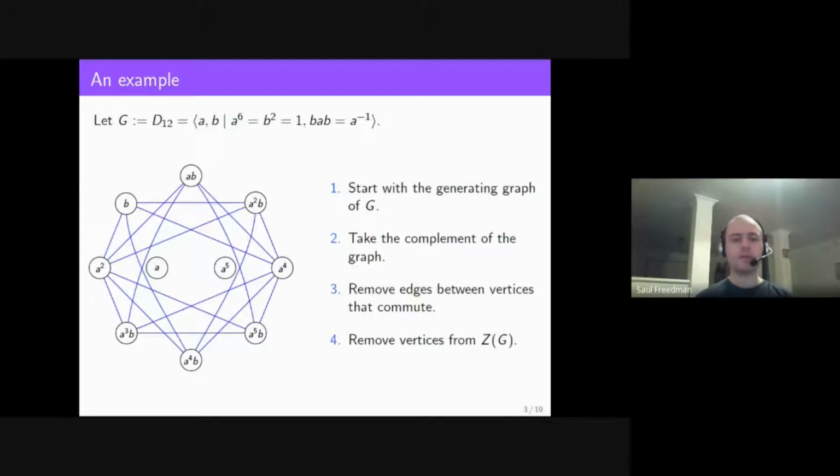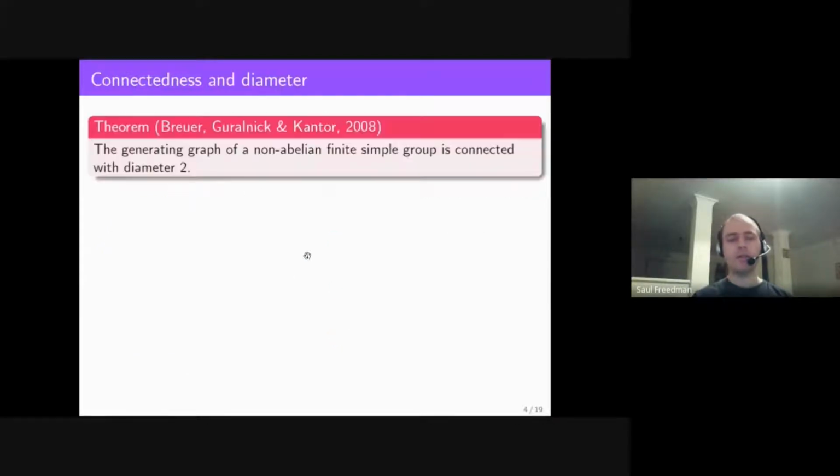We notice that there are still two isolated vertices. And apart from these isolated vertices, there's a single connected component of diameter 2. Indeed, connectedness and diameter are the properties that I'll be focusing on in this talk.